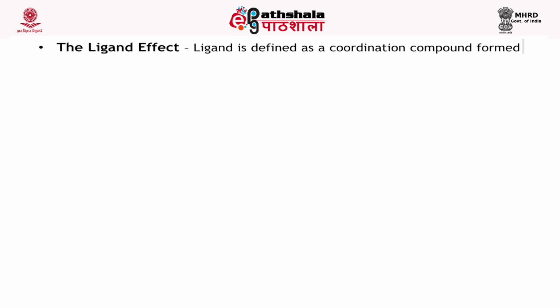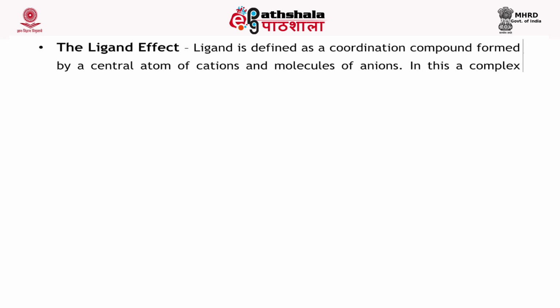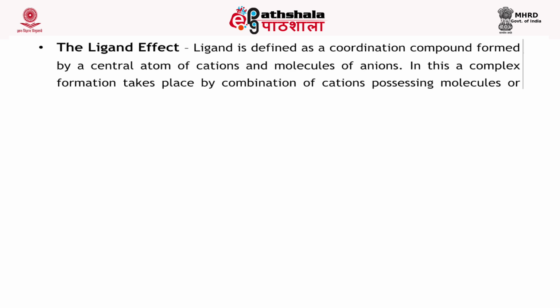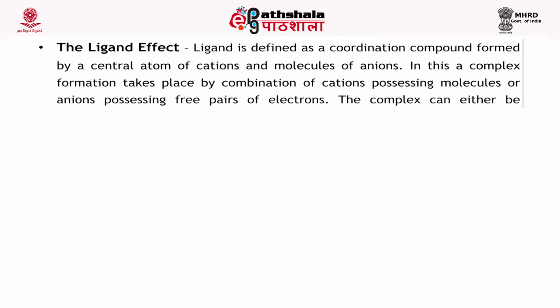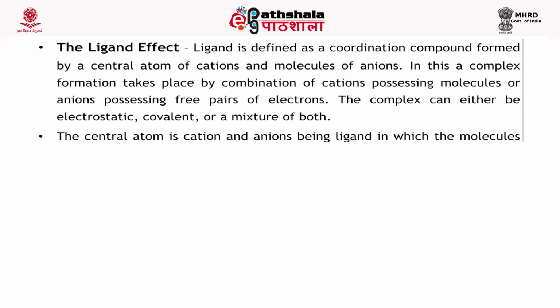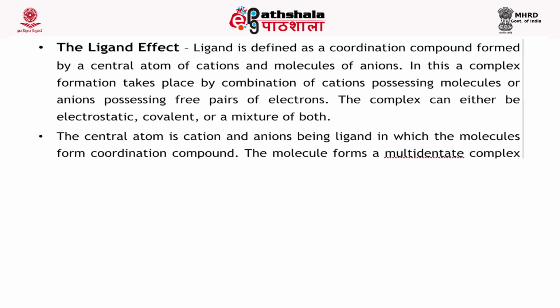Next process is the ligand effect. The ligand is defined as a coordination compound formed by a central atom of cation and molecules of anions. In this, a complex formation takes place by combination of a cation with molecules or anions possessing free pairs of electrons. The complex can be electrostatic, covalent, or a mixture of both. The central atom is the cation and the anions are the ligands, in which the molecules form a coordination compound. The molecules form a complex called a chelate, consisting of more than one ligand.